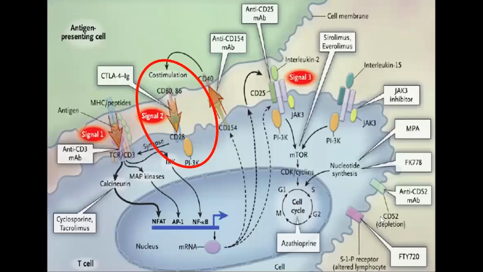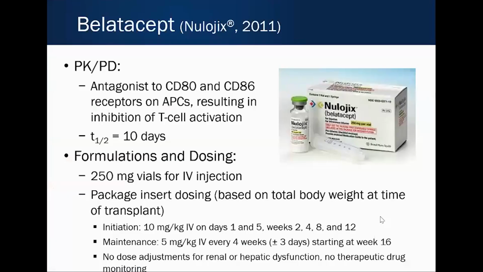And then very briefly, because we have had a handful of patients on this therapy, I wanted to talk about Belatacept. So Belatacept is the single agent we have that is targeted towards the signal 2, again, that binding of CD80-86 on the APC to CD28 on the T cell. Belatacept, or Nulojix, it is IV formulation only.